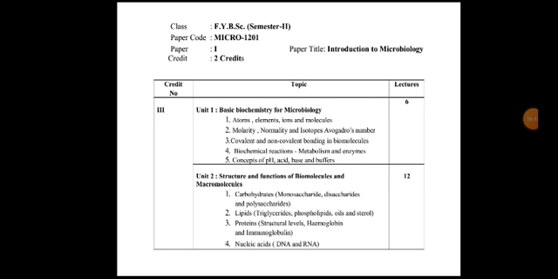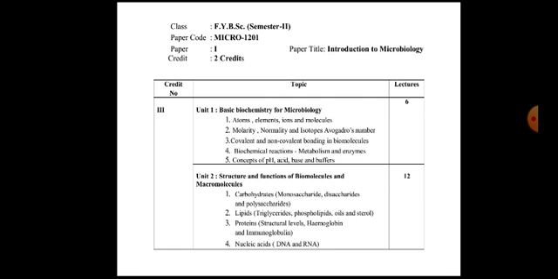In semester 2, that is micro 1201, this is a theory paper. Paper 1, again there will be 2 credits. The title is the same, Introduction to Microbiology. There will be again 2 credits, credit 3 and credit 4. So in credit 3, there are units. Unit number 1, basic biochemistry for microbiology. So understanding chemistry is very important in microbiology because there is a separate branch in microbiology. We call it microbial biochemistry.